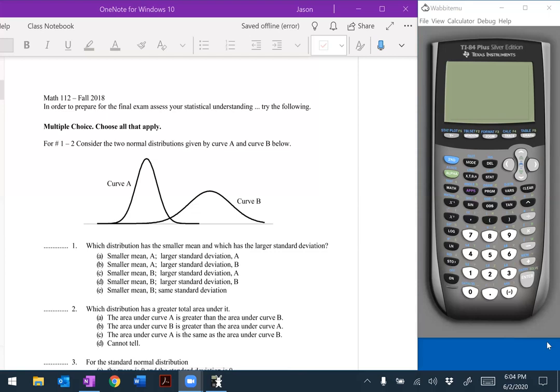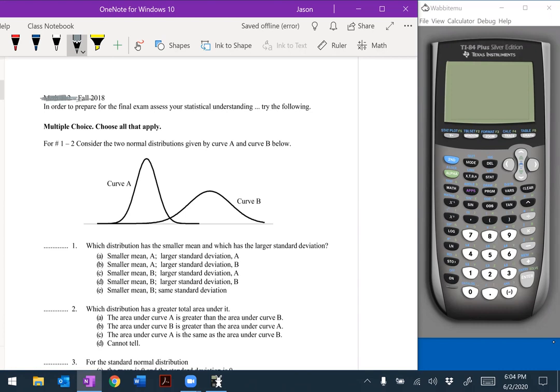Okay, let's go ahead and get started. We're going to go through the final exam review today. Okay. So this is wrong. Let's get rid of this. Okay. In order to prepare for the final assessment, to assess your statistical understanding, try the following.